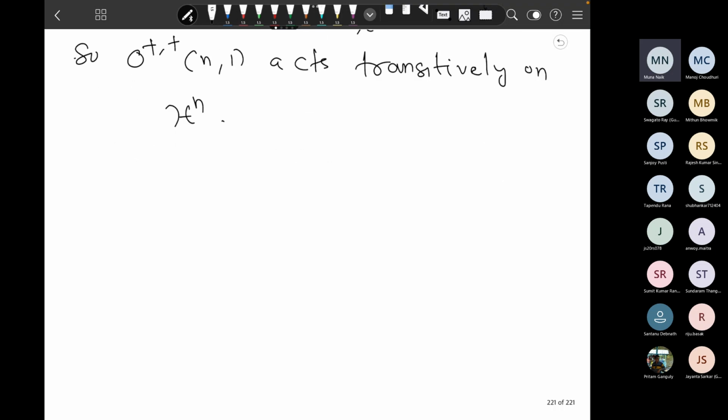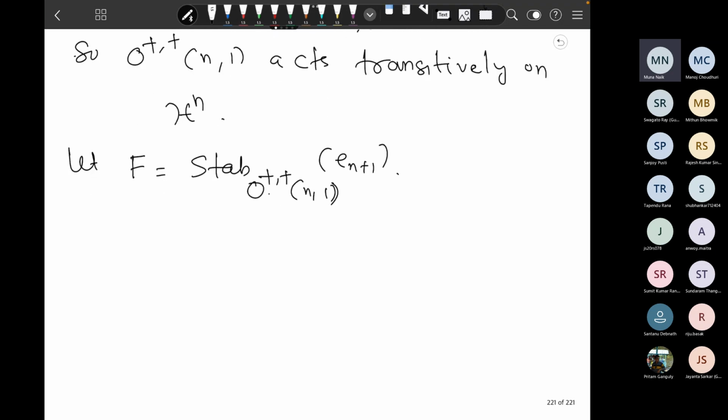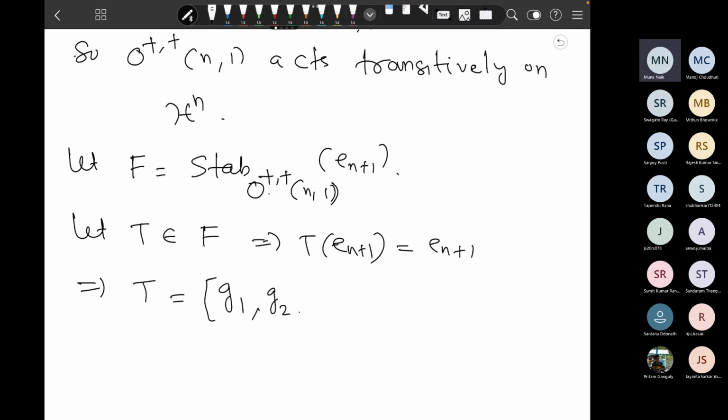Okay, so now we want to really, let F be the stabilizer of this en+1 inside this group O++(n,1). Now let T belong to F. So as T en+1 is equal to en+1, therefore T is of the form something like g1, g2, ..., gn, and the last column is en+1.